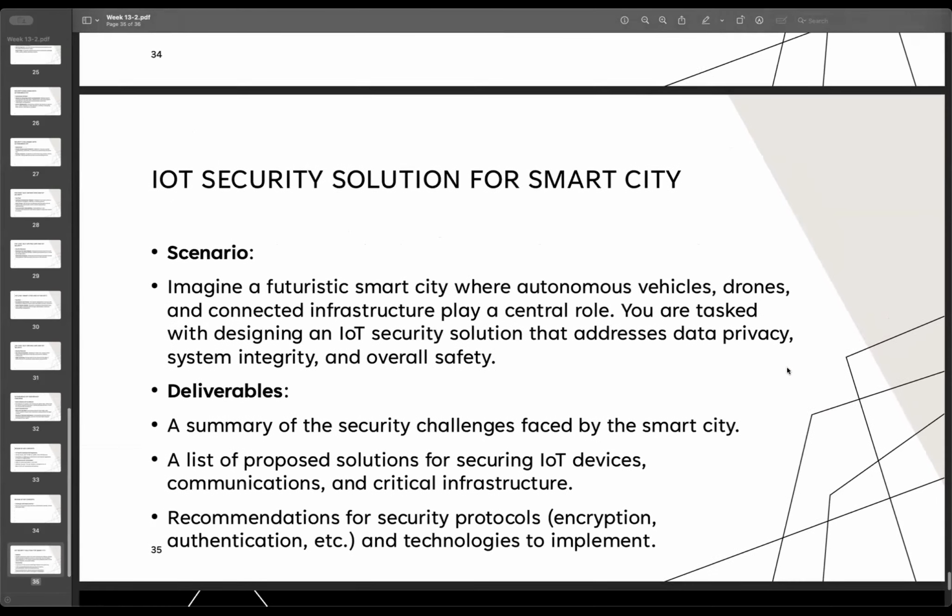Last part, just giving you a scenario: imagine you need to work on a smart city. They have self-driving vehicles, maybe later drones to deliver packages, or connections to the infrastructure. If you are tasked with designing an IT security solution and addressing data privacy, system integrity, or safety, how are you going to work on this? You can think about this one. Just a question open to you.